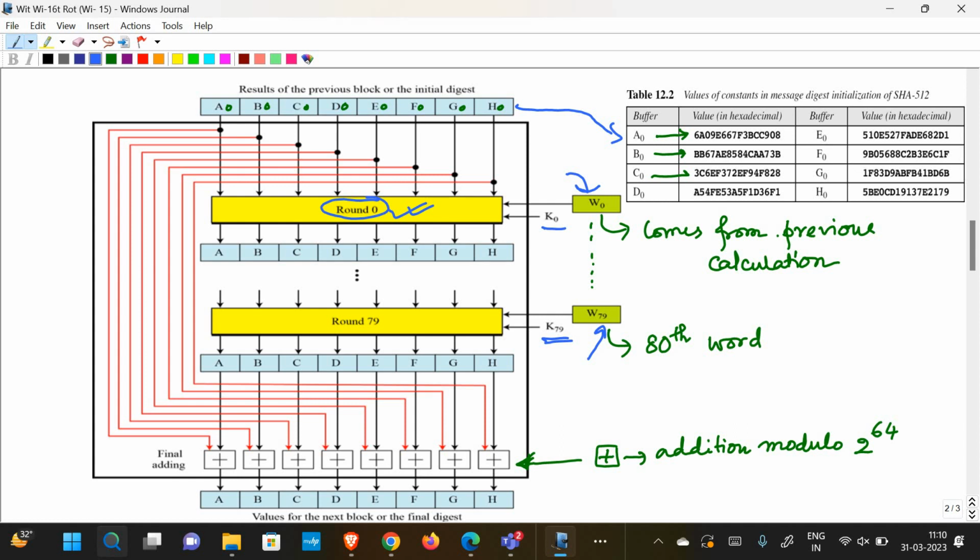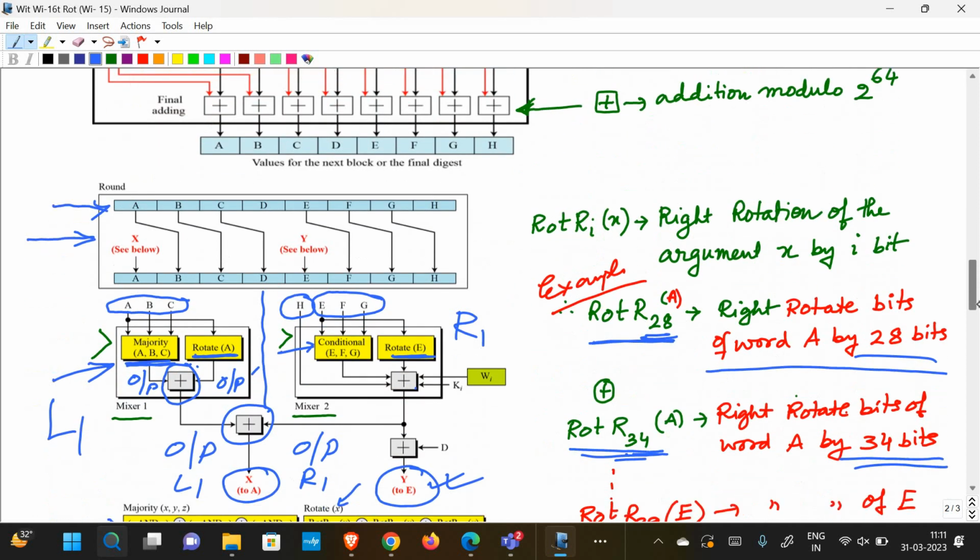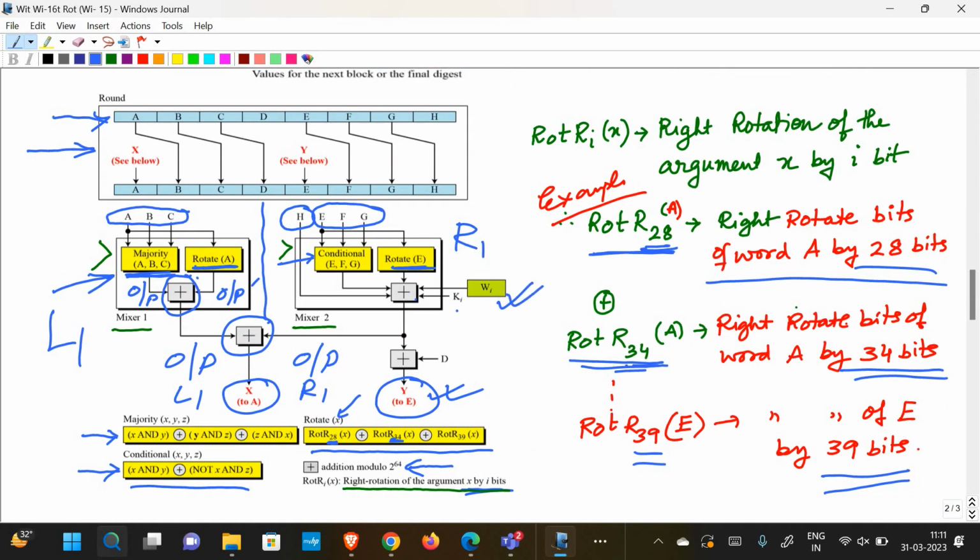We are all focusing on the round. The explanation that I've given right now is basically the round. So in the round, what are the two other inputs? One is W0, the other one is K0. You can observe over here W0 and K0 coming in.